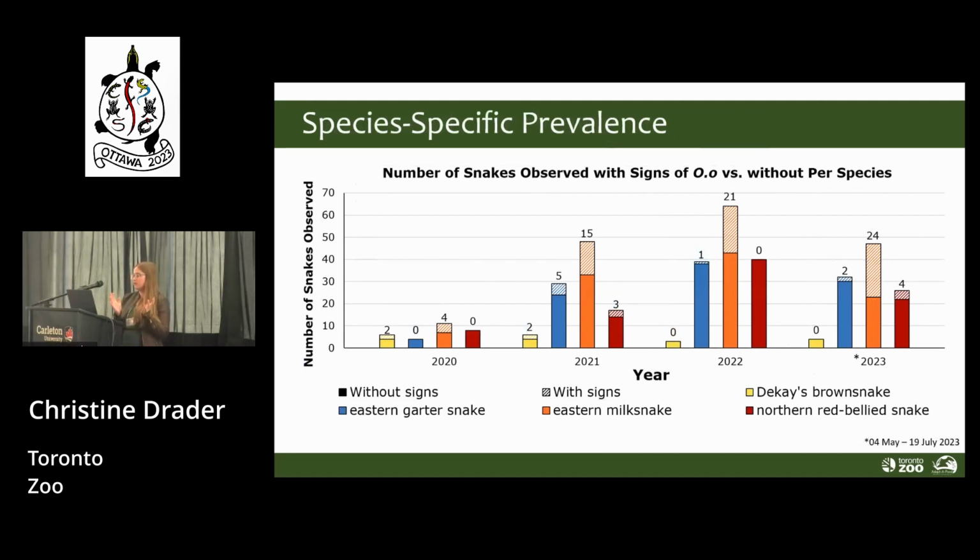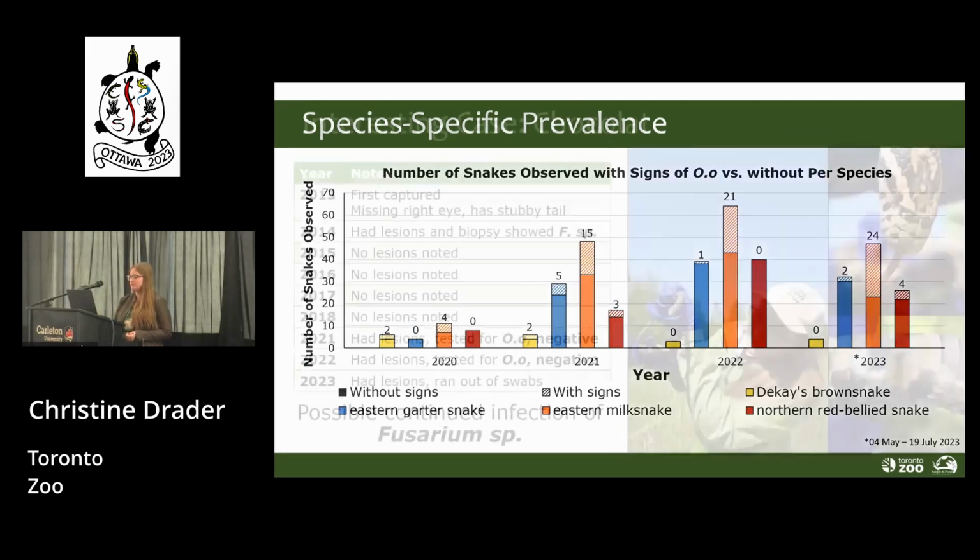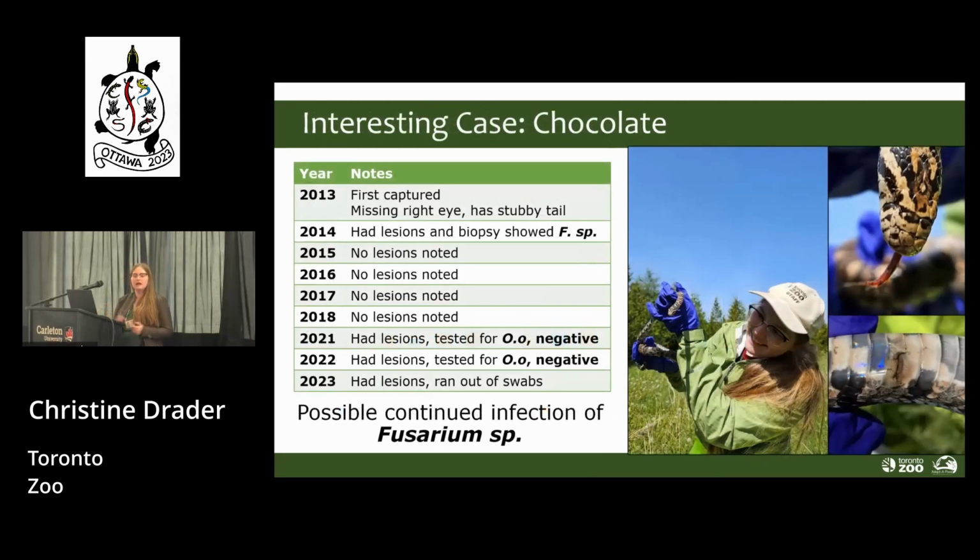To bring up species-specific prevalence, despite observations of eastern garter snakes, northern red-bellied snakes, and DeKay's brown snakes, signs of infection are primarily observed in our eastern milk snakes, and it's solely confirmed there. Only positive cases have been seen in our eastern milk snake population. Although we do catch more eastern milk snakes, the proportion of seeing signs is higher in our eastern milk snake population.